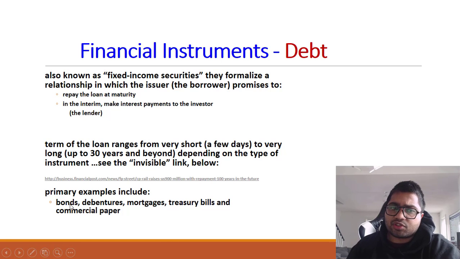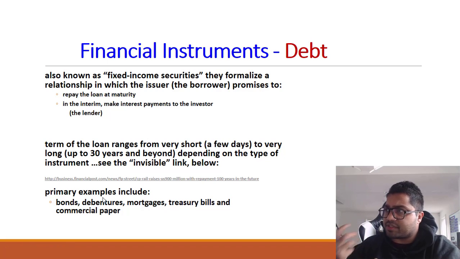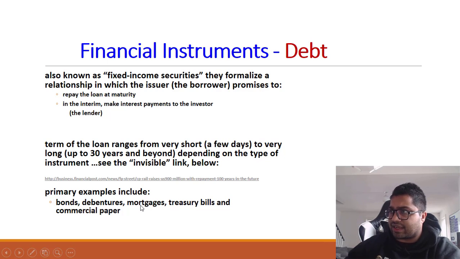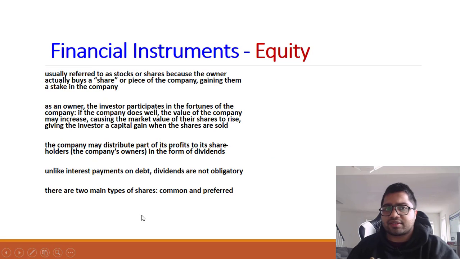Primary examples include bonds which are backed by assets, debentures, and mortgages. Bonds are backed by specific assets of a company. Debentures are like bonds, but they are not backed by a specific asset. Then there are mortgages that you take against real assets like a house, and treasury bills and commercial papers. These are short-term borrowing instruments.